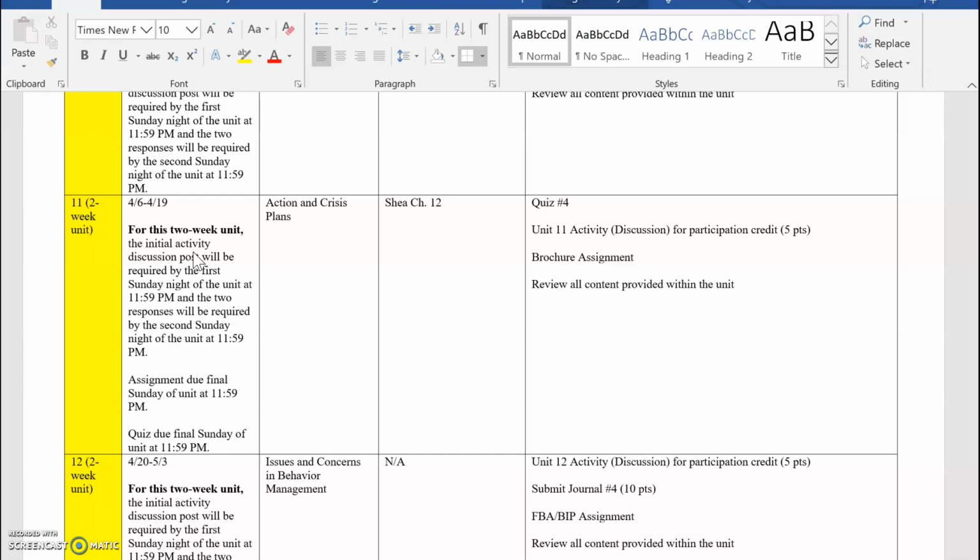Obviously, it's ideal to do these earlier rather than later to make sure that others have time to review your responses and reflect right back to your questions or to your statements with their own responses.